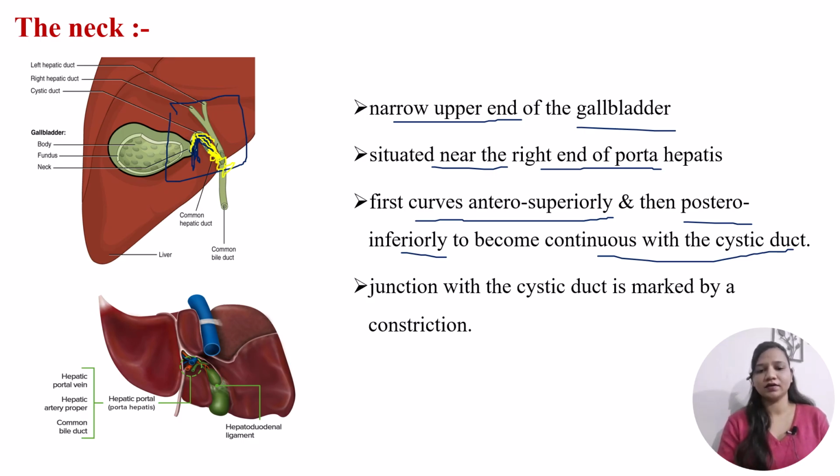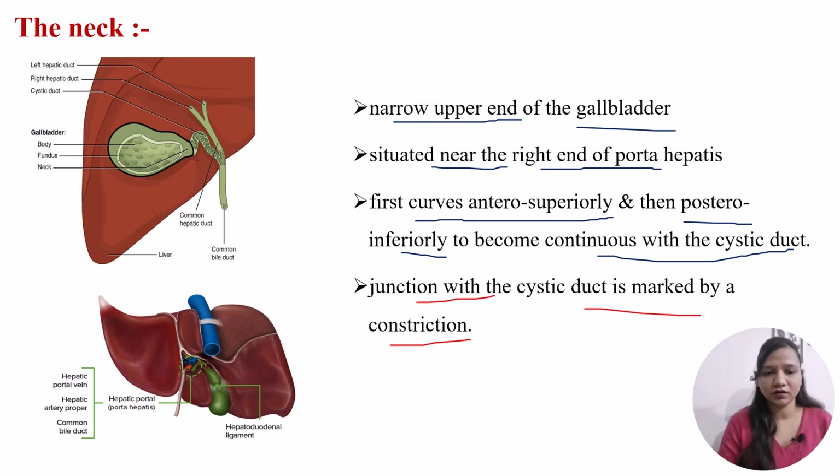Okay, and the junction with the cystic duct is marked by the constriction. So this is the junction between the neck and the cystic duct. So this junction is marked by the constriction. So here a constriction is present between the neck and the cystic duct. What it does, it prevents the backflow of the bile. The constriction present in this junction prevents the backflow of the bile.